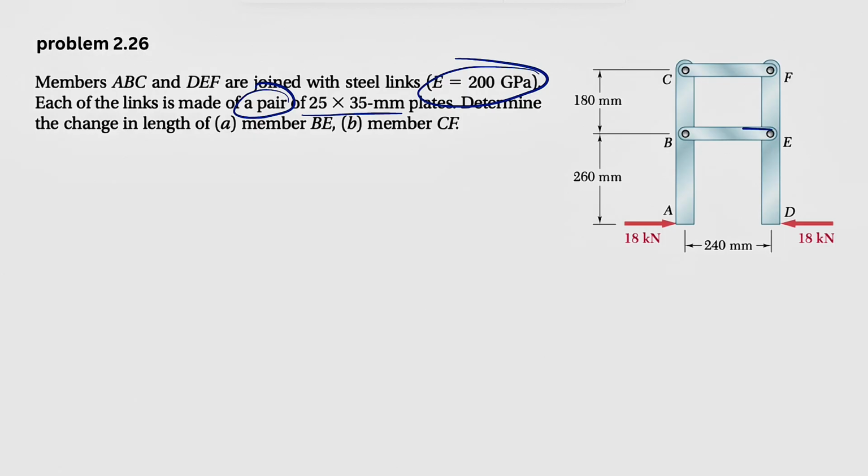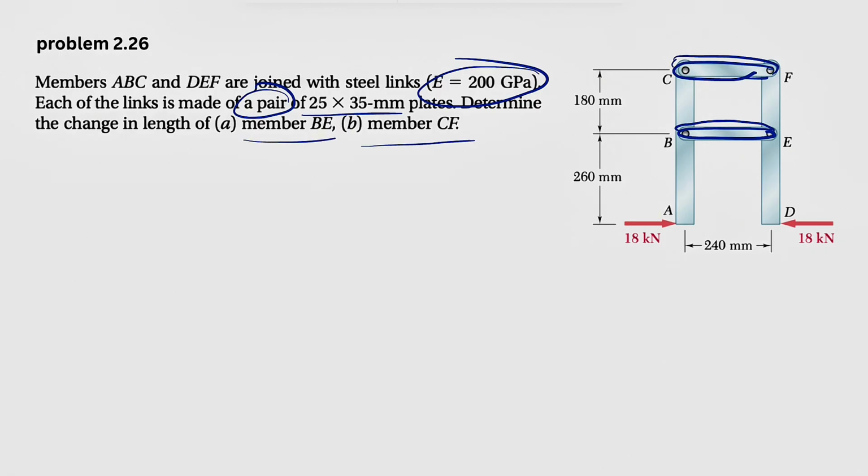So we're going to have one link at front and one in the back. So we have two links in here. I'm going to show it like this: one in the front, one in the back. That's actually very important. I'm going to say why. And we need to determine the change in length of member BE and member CF.